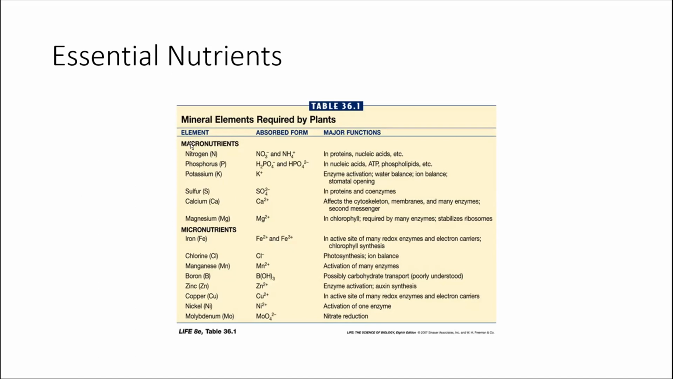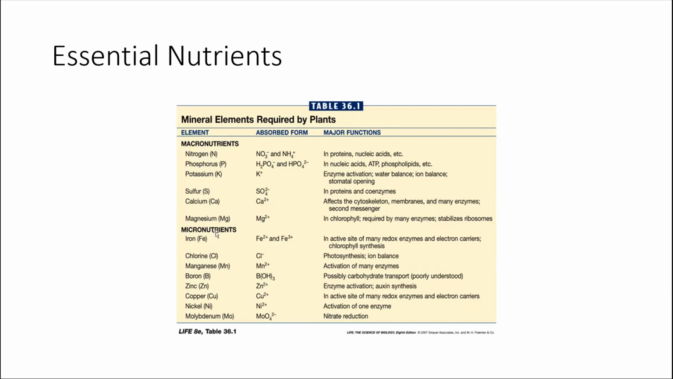Okay, so if we're talking about macronutrients, the primary ones that we typically talk about and that we see on fertilizer bags are nitrogen, phosphorus, and potassium. Okay, nitrogen, phosphorus, and potassium. There's also a couple other less talked about macronutrients, sulfur, calcium, and magnesium. Okay, but they're all macronutrients. We primarily talk about nitrogen, phosphorus, and potassium. But again, sulfur, calcium, and magnesium are all needed at decent quantities, so they are considered macronutrients.